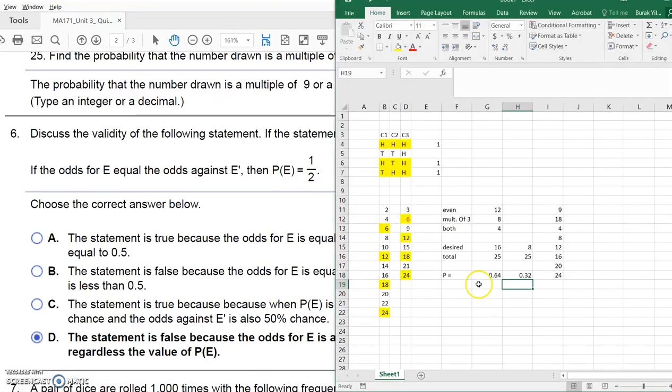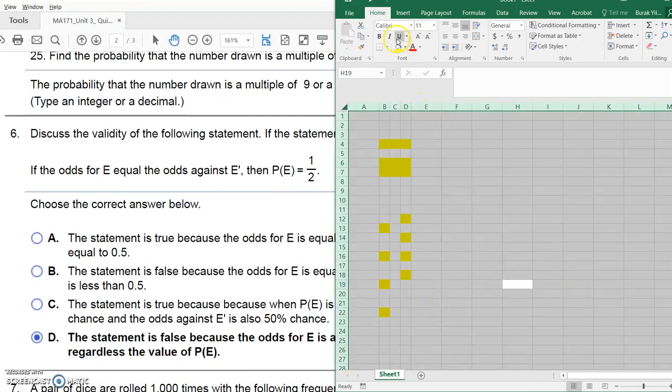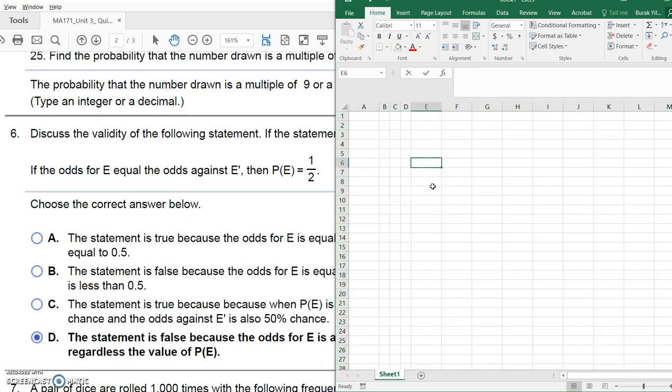Let me give you a counter example. Let's say the probability of E is 30%, so 0.30. Then the probability of E prime would be 0.7, 70%.